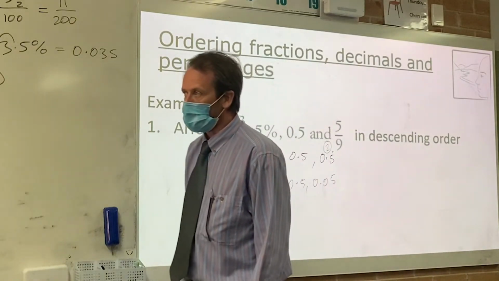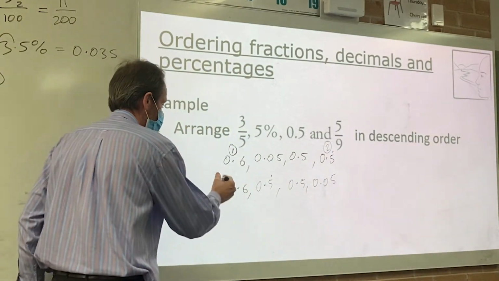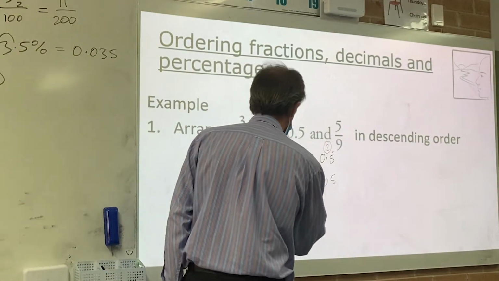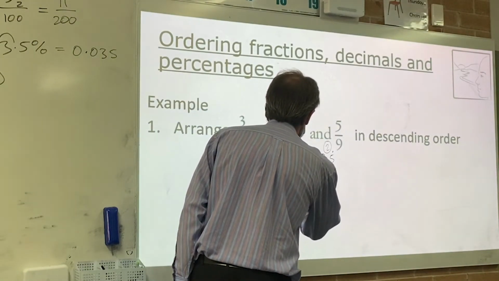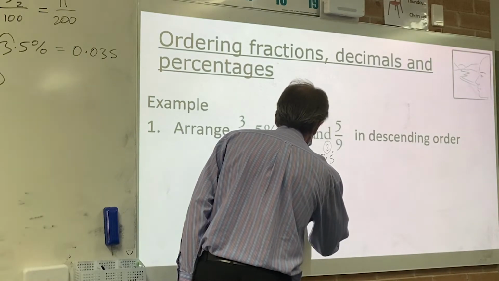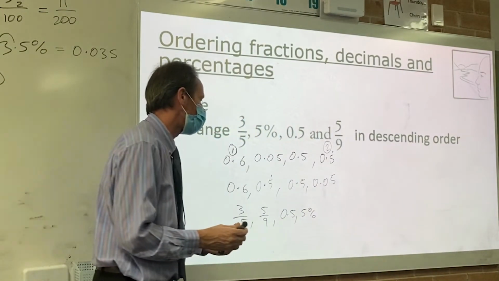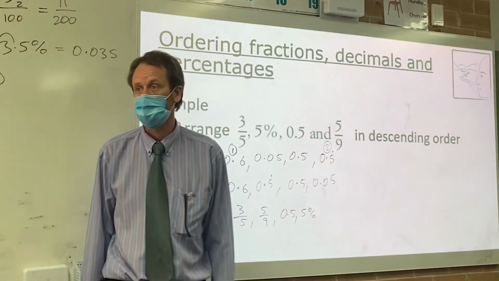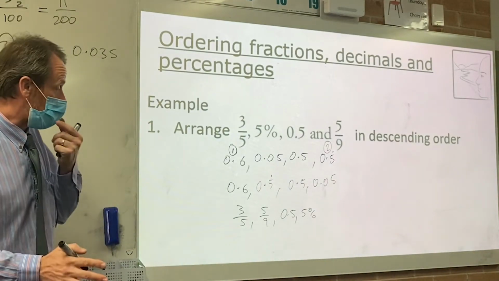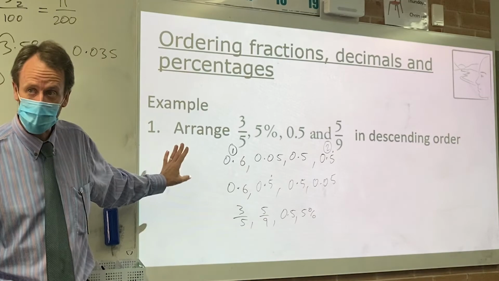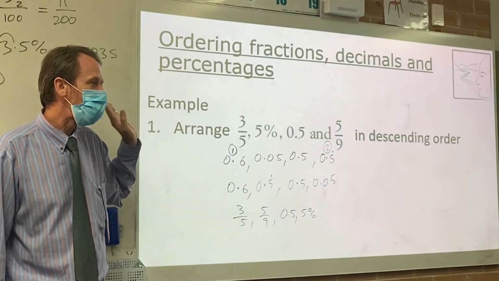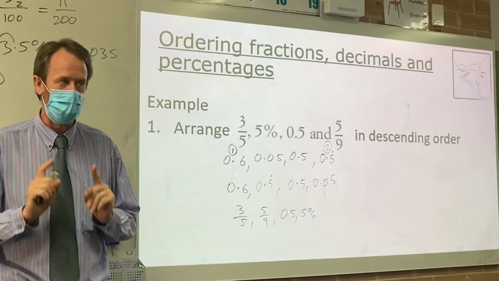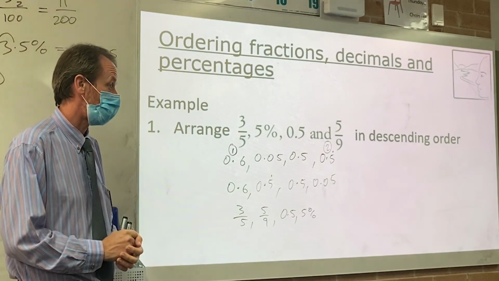Now, I then like to put it back into what the original question was, so it becomes 3/5, becomes 5/9, then it's 0.5, then it's 5%. I've now got them in descending order, largest to smallest. I've worked pretty quickly through this, Year 9. There's a sense where I'm assuming you know what we're doing, but as I have told you so many times, to do this well, we need to practice, practice, practice. So let's do that now.